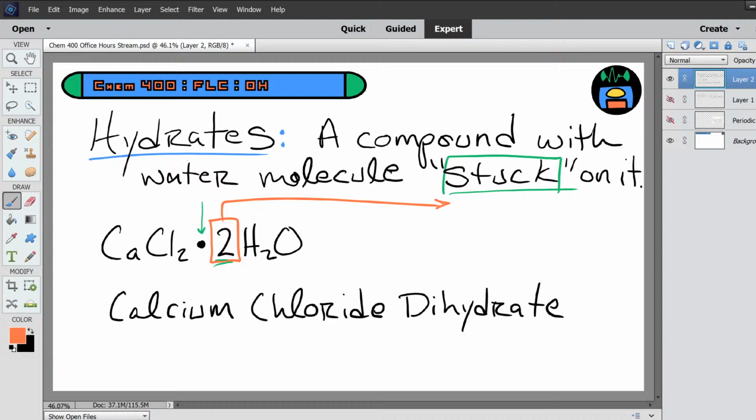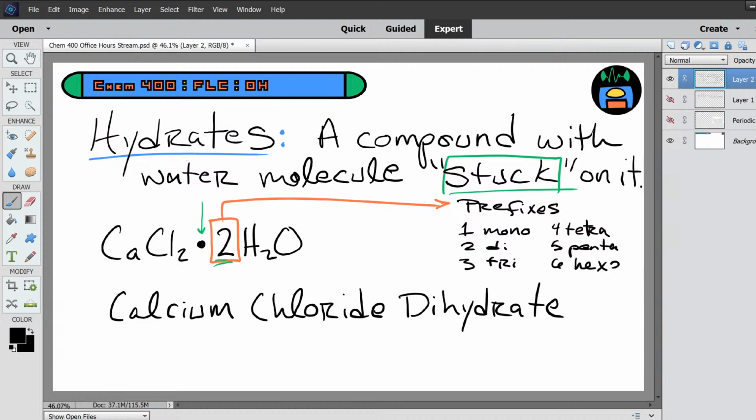The prefixes that you use are the same as for naming covalent compounds. So 1 is mono, 2 is di, 3 is tri, 4 is tetra, 5 is penta, 6 is hexa, etc.